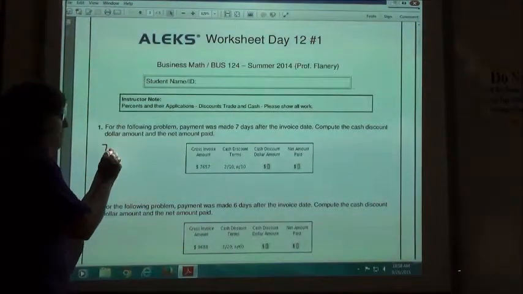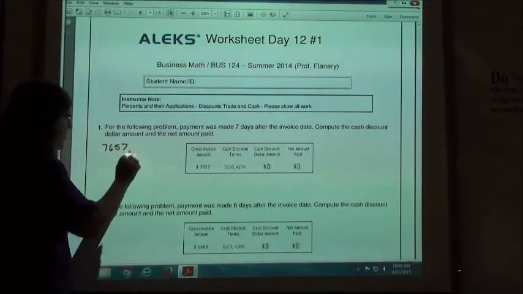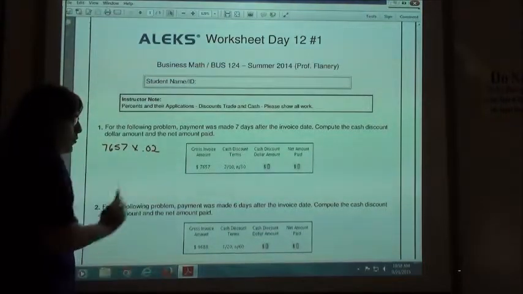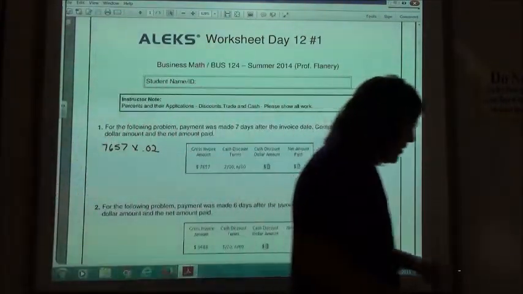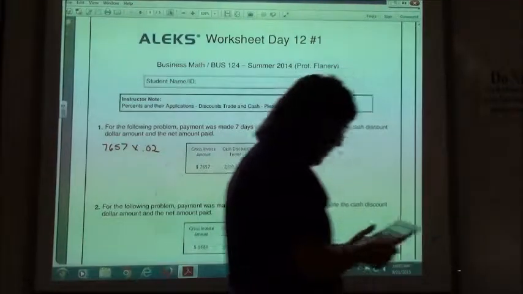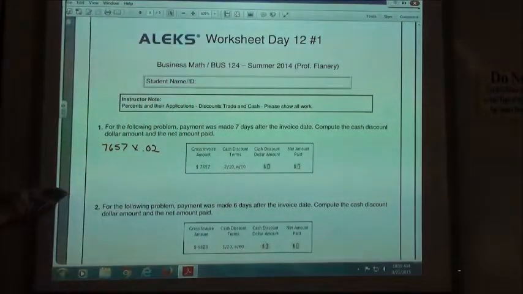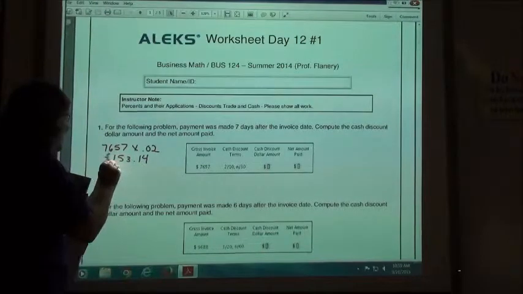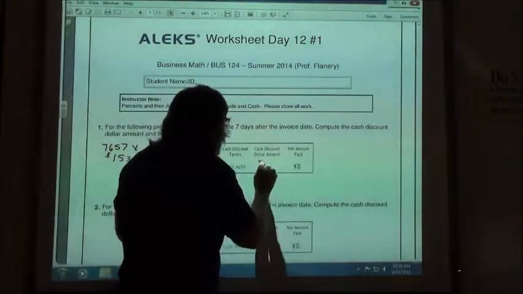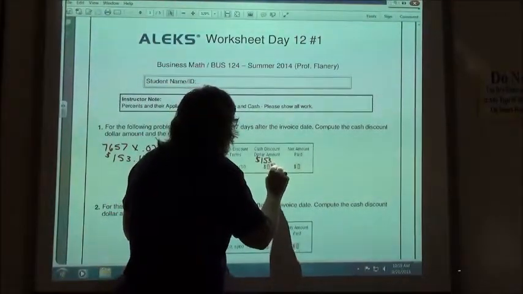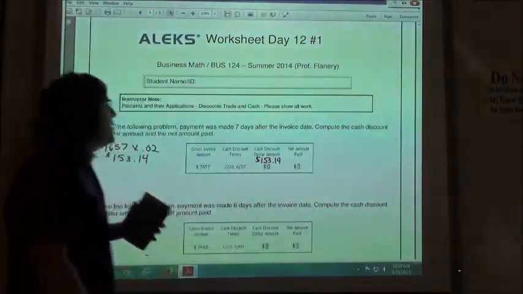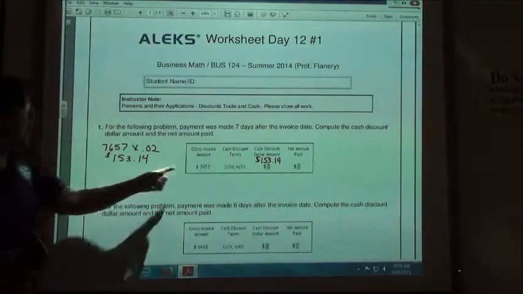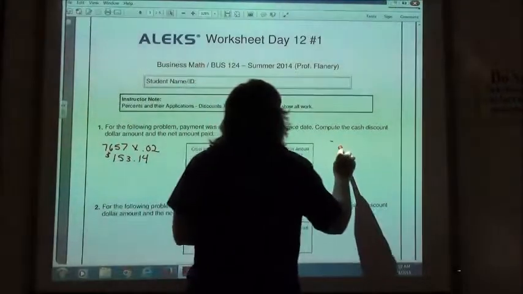So I'm going to take $7,657 times 0.02 to get my 2% discount. I'm just going to go ahead and grab the calculator and punch that one in. 7,657 times 0.02 gives me $153.14. So my cash discount, $153.14.